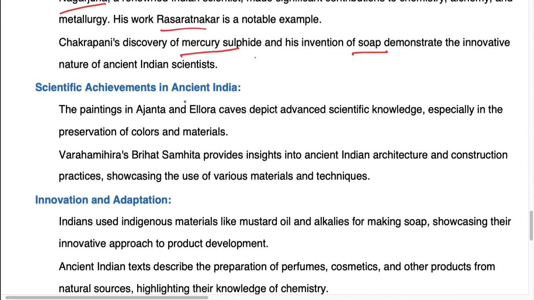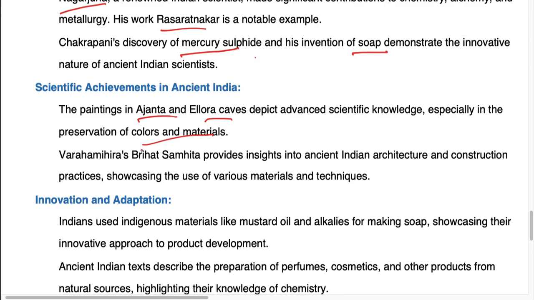Scientific achievements in ancient India. The paintings in the Ajanta and Ellora caves depict advanced scientific knowledge, especially in the preservation of color and materials.